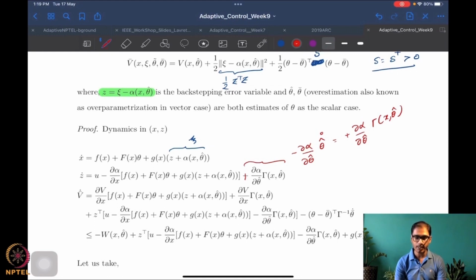It's just a lot of bookkeeping again. All right. I've simply written the dynamics in terms of the new variables x and z. This is exactly what I was doing for the scalar case also. All I'm doing here is being a little bit more careful because I have vectors involved, and that's it. Okay. So here I have x dot, which was f(x) plus F(x) theta plus g(x) times psi, and psi is just replaced in terms of the backstepping error variable as z plus alpha.